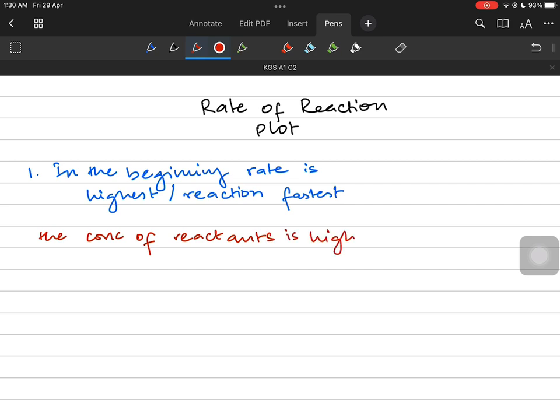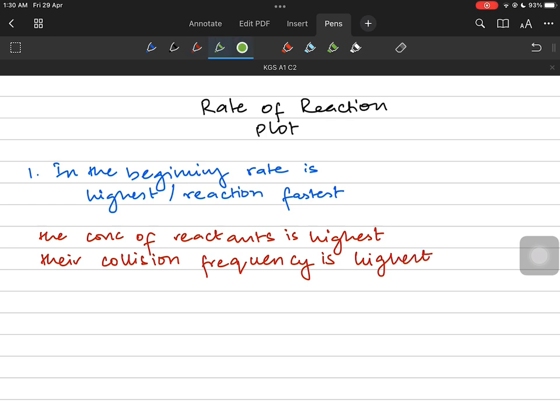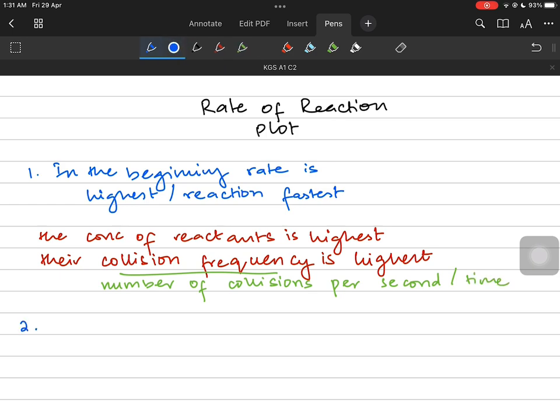Since the concentration of the reactants is really high, which means more particles of reactants per unit volume. Since the concentration is really high, the particles are really crowded, their collision frequency is really high. What's collision frequency? It means the number of collisions between the reactants per unit time. So it is the number of collisions per unit time. Per second or per minute or per hour, whatever unit of time you're using, that depends.